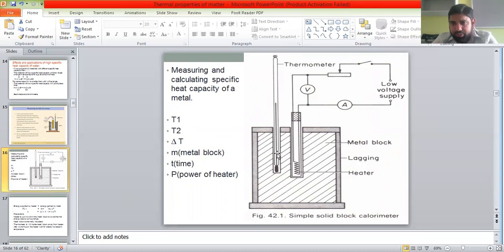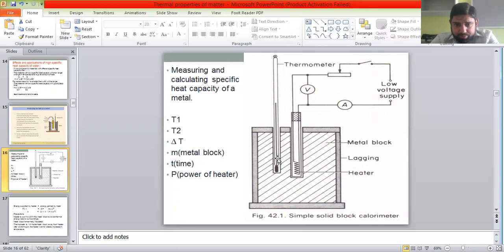For example, 3 minutes. It can be more than that or even less than that, but that's an appropriate time because in this time we'll be getting some substantial increase in temperature. If you increase the temperature more, there will be one problem: the metal block will be at a higher temperature, so it will be giving out heat to the surroundings, and that will affect our readings. So that's why 3 minutes is an appropriate time for this experiment.